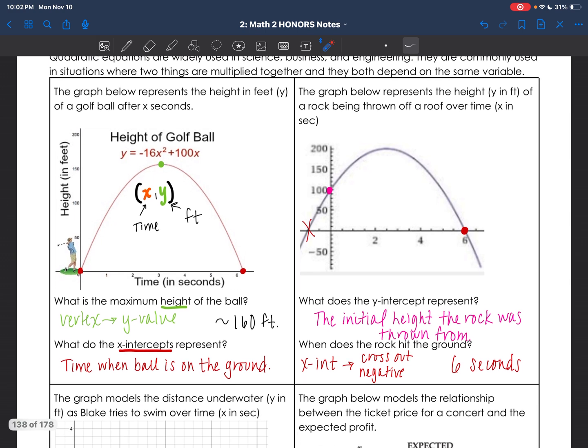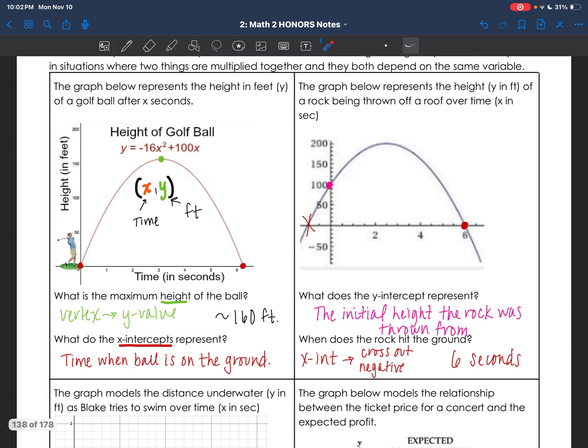So what we're going to look at here is this first graph, and it says it represents the height in feet, which is your y, of a golf ball after x seconds. So if you notice, time is your x, and then it says height is your y, and you've got your quadratic here, and here's the equation of the path of the ball. So it says, what is the maximum height of the ball?